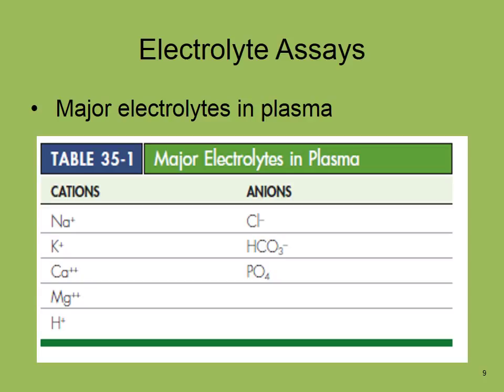Here are the electrolyte assays that we use all the time in practice. I would say most of our blood profiles are going to give us sodium and potassium. A lot of them give us calcium, magnesium, and hydrogen as well. Anions, we almost always get our chloride. And then we can get our bicarb, phosphorus, that sort of thing as well.